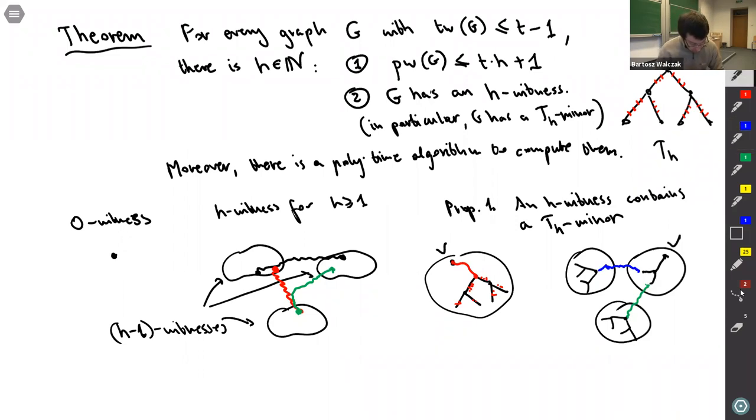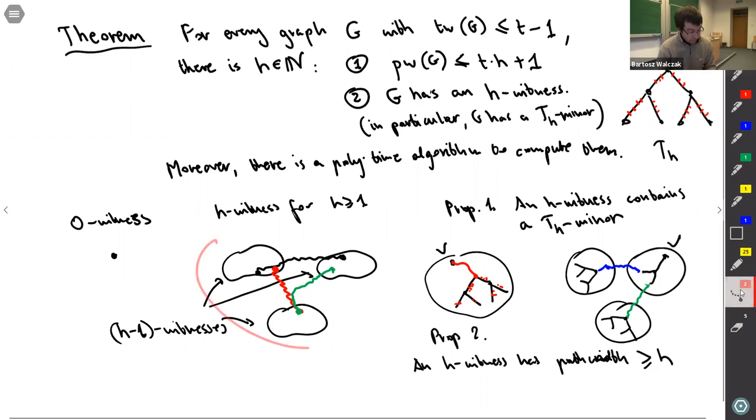And the second property of the H witness is that an H witness has path width at least H. And the reason for this, let me just sketch the reason for that. Suppose we have a path decomposition of such an H witness, and again, the proof is by induction. So we already know that for all these three H minus one witnesses, which are here, the path width is at least H minus one, which means that in our path decomposition, there needs to be a bag which contains H vertices of this. There has to be another bag which contains H vertices of this, and yet another bag which contains H vertices of this, right?